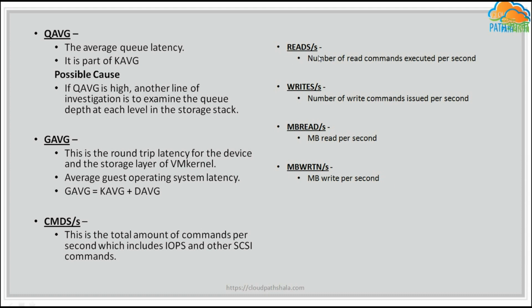Let's move on to reads per second: the number of read commands executed per second. That's pretty straightforward, as the name implies. And so the writes per second: the number of write commands issued per second. MB reads per second shows the amount of data being read. Then MB writes per second is the size of the write commands being processed per second.